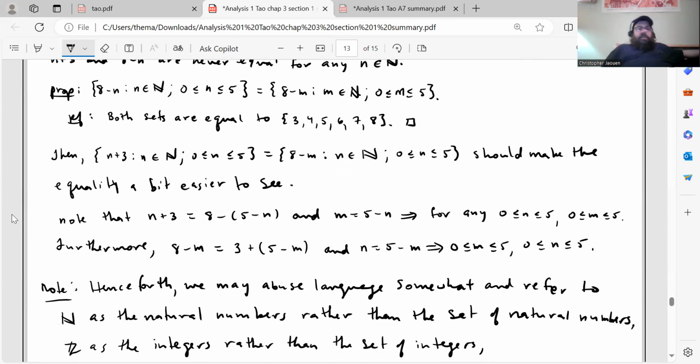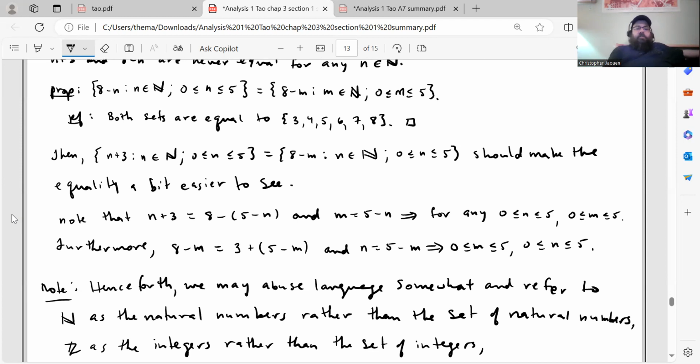Right? Then the set {n + 3 : n is a natural number and 0 ≤ n ≤ 5} is equal to the set {8 − m : m is a natural number and 0 ≤ m ≤ 5}. That should make the equality a bit easier to see, just writing them with different parameters.